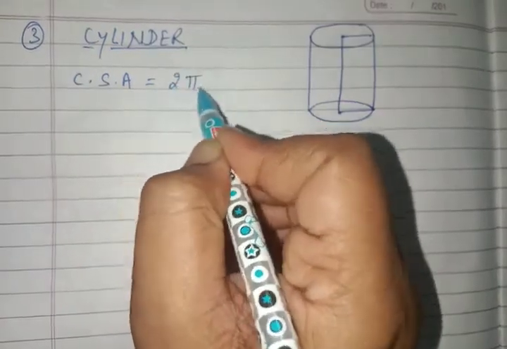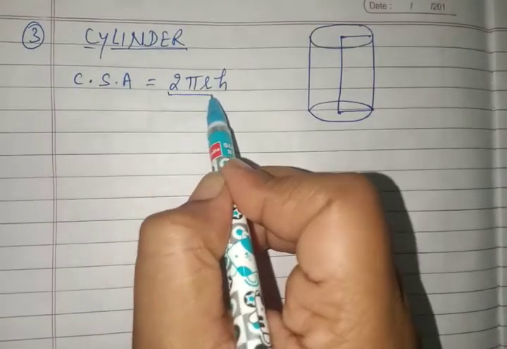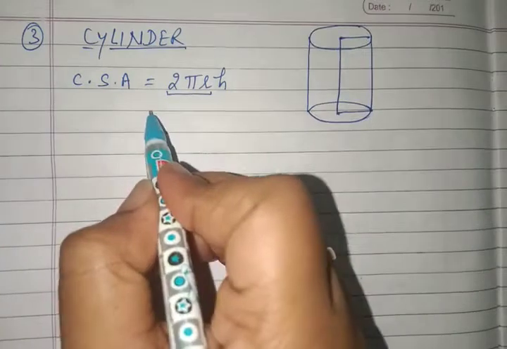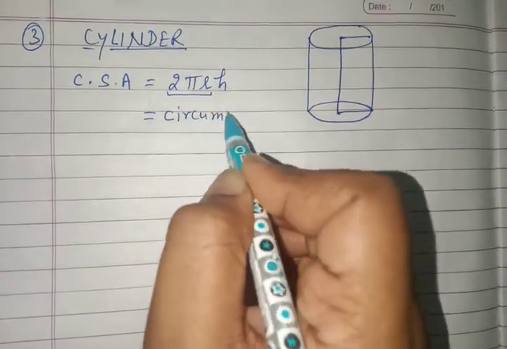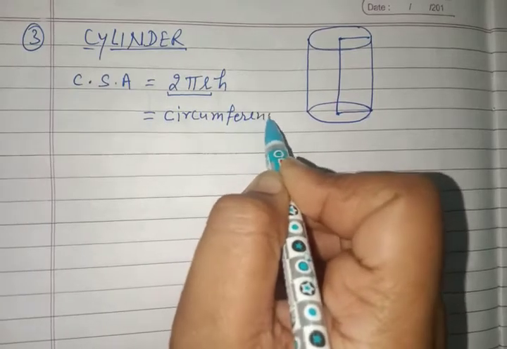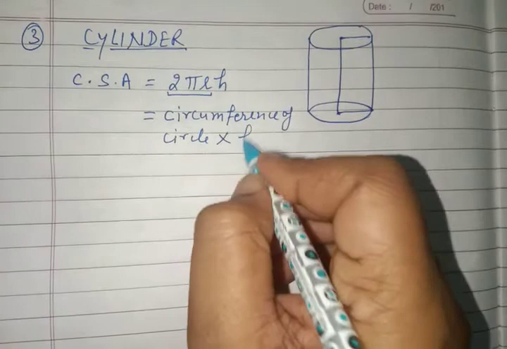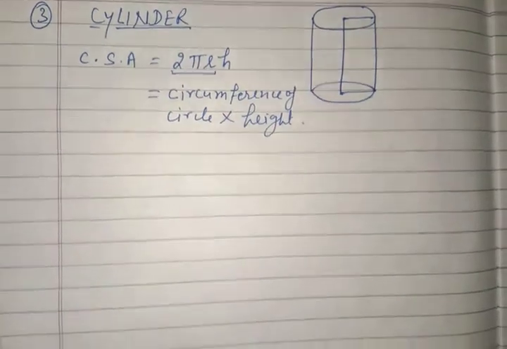Formula for this is 2 pi r h, and you can learn this formula as 2 pi r, which is the circumference, multiplied by height. You can learn this formula in this way also, that circumference of the circle into height. You can learn curved surface area in this way also.